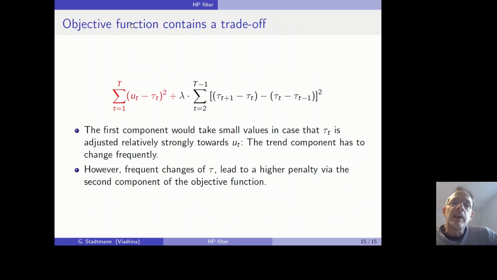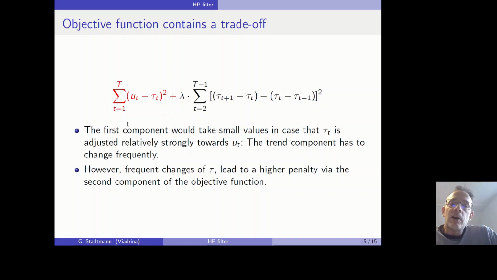So the objective function contains a kind of trade-off. The first component would take relatively small values in case tau is adjusted relatively strongly towards ut. Then the trend component has to change frequently. However, frequent changes of tau lead to a higher penalty via the second component of the objective function, and hence there is a kind of trade-off between these two elements of the loss function.